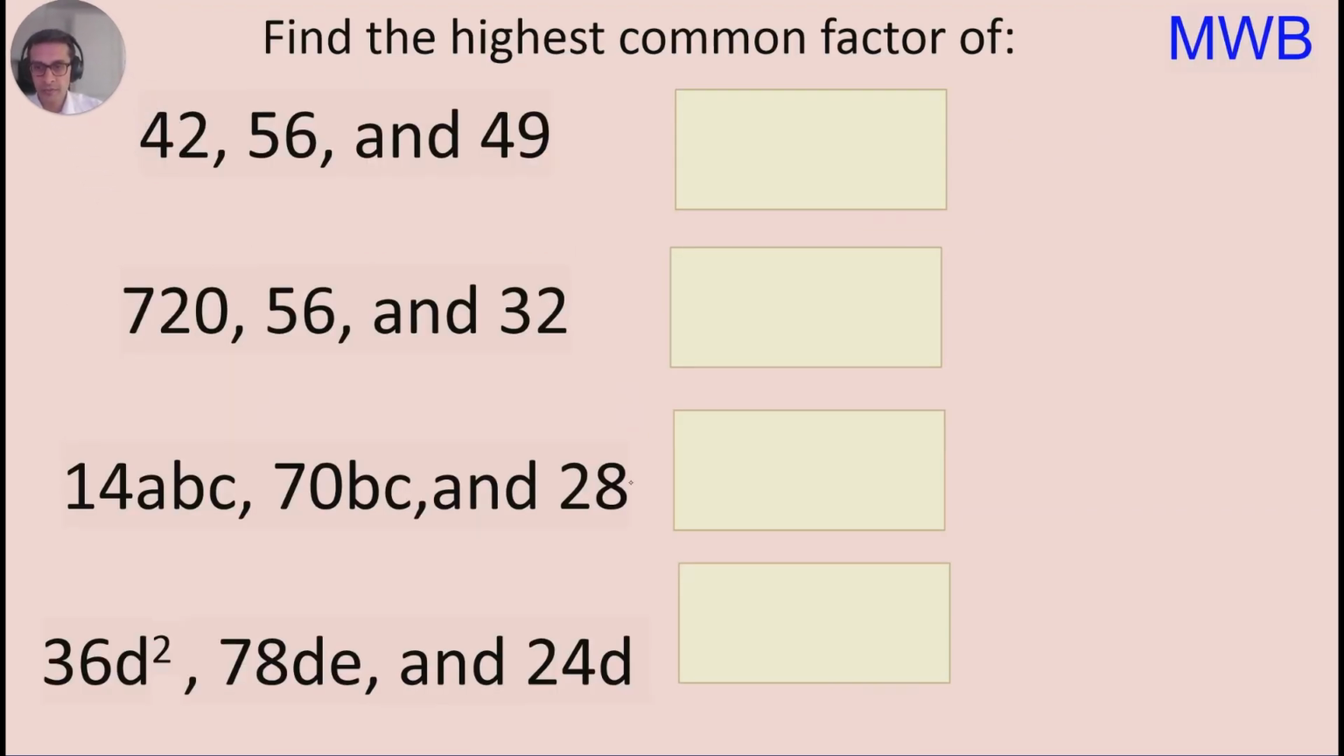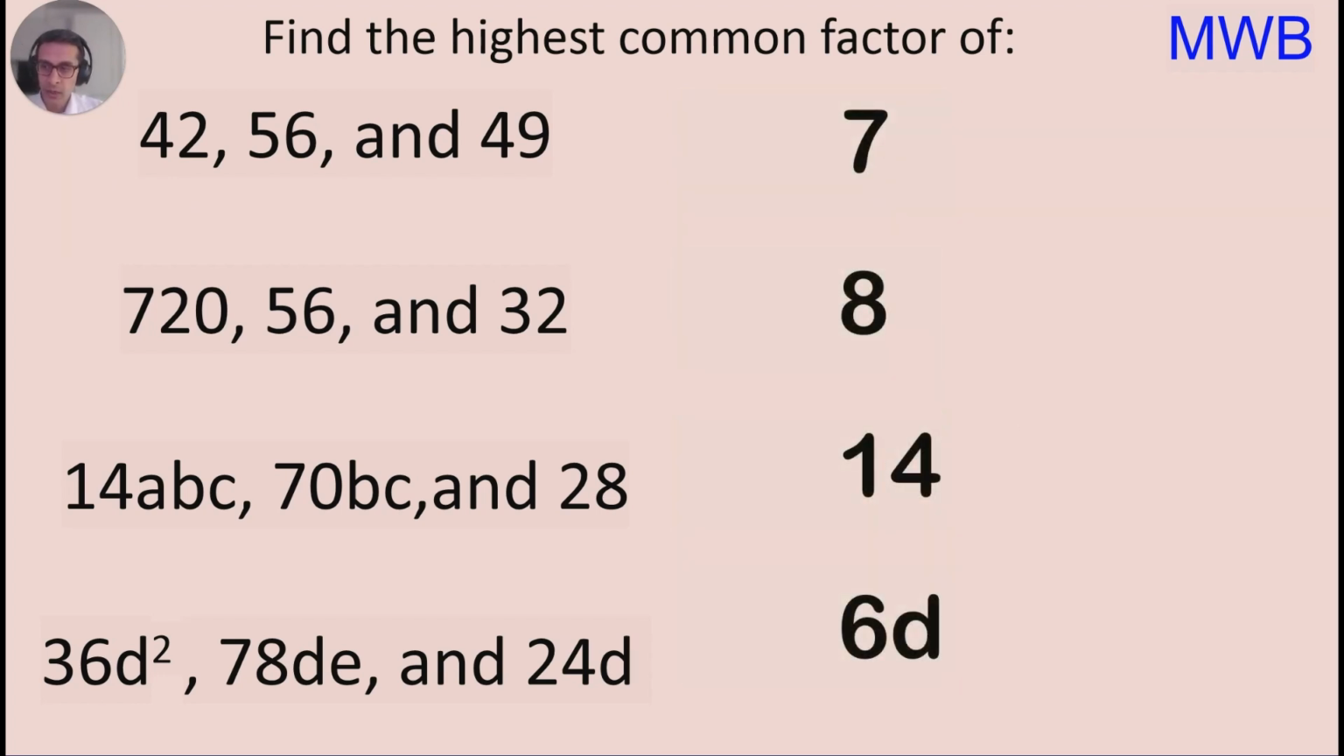If you could find the highest common factor of these three numbers, if you don't remember the method, you're going to find the highest common factor of these two numbers, and then whatever that answer is, you're going to put that with 49 and then find the highest common factor of those two. Here are your answers for you to check as you practice.